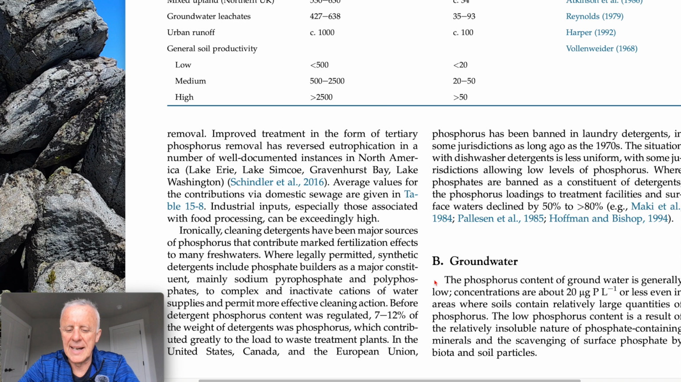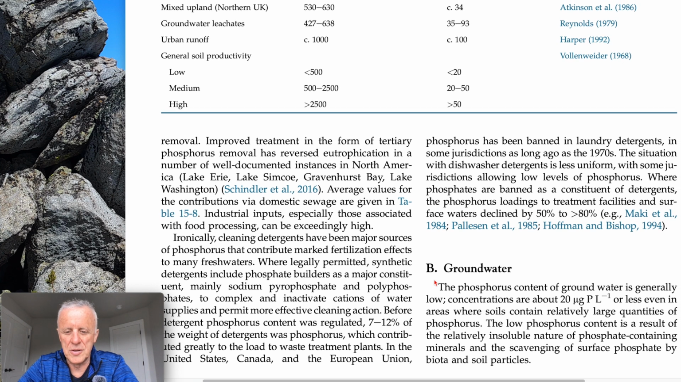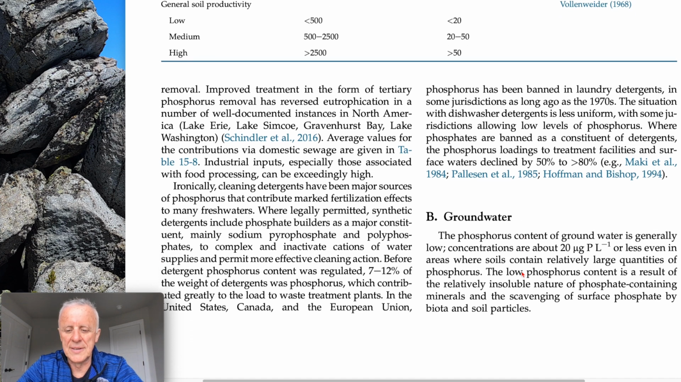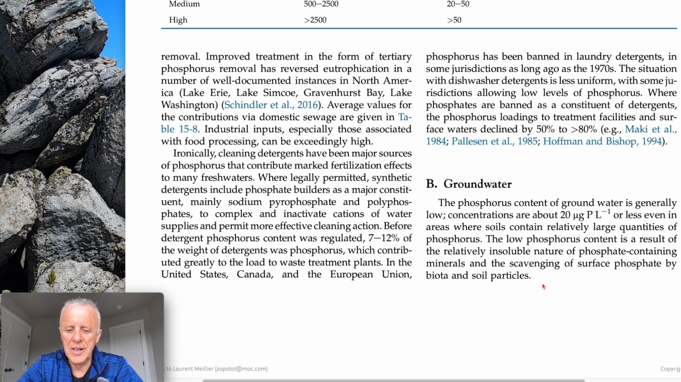In the United States, Canada, and the European Union, phosphorus has been banned in laundry detergents in some jurisdictions as long ago as the 1970s. The situation with dishwasher detergent is less uniform, with some jurisdictions allowing low levels of phosphorus. Where phosphates are banned as a constituent of detergents, the phosphorus loading to treatment facilities and surface waters declined by 50% to 80%. Groundwater. The phosphorus content of groundwater is generally low.